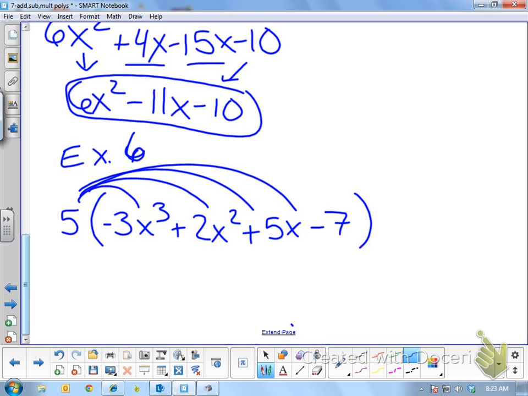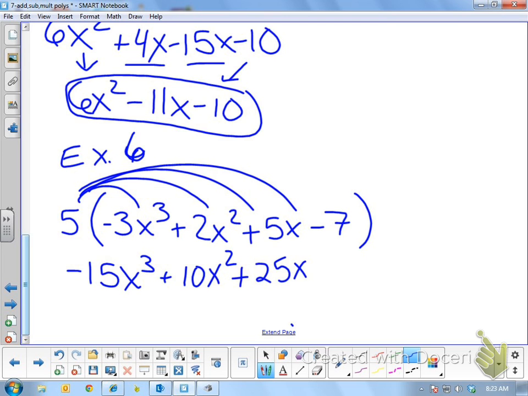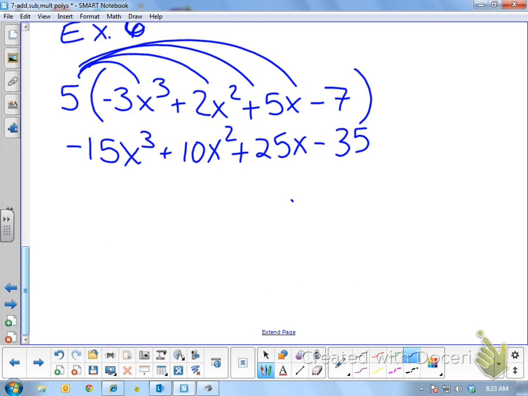So now we just multiply. 5 times negative 3, negative 15. We leave x to the third because the x's didn't have anything to interact with. We leave them alone if it doesn't have anything. Since 5 didn't have an x to combine with x to the third, we leave it. 5 times 2, positive 10. 5 times 5, 25. And 5 times negative 7, negative 35.